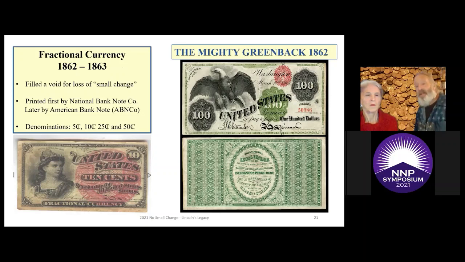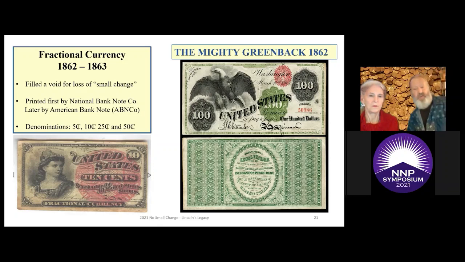But here's another note, made possible by the Legal Tender Act. You see the whole reverse of it is in green, which makes it very, very hard to counterfeit at the time. And there's a good splash of that green ink across the front of the note.